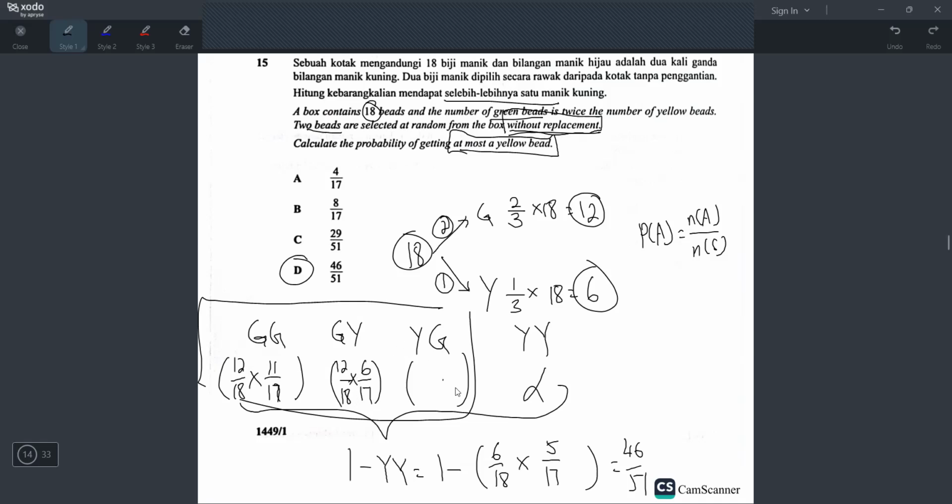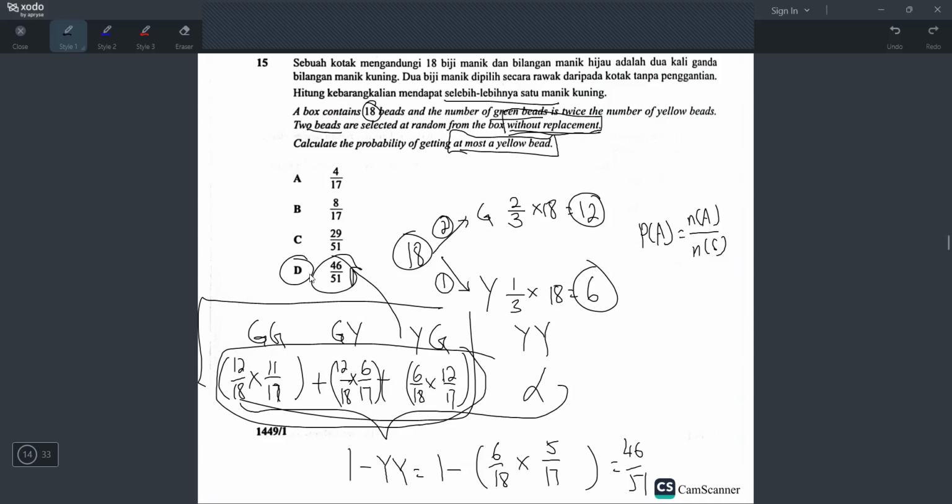And then what about this one? This one we reset back to over 18, this one over 17. So yellow has how many? 6 over 18 at first. And then the second green will be, okay, the first one that I took is yellow, so green still has 12 in the box. And then you add everything. And believe me, if you press this in your calculator, you will get the same.